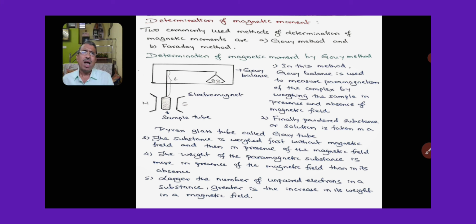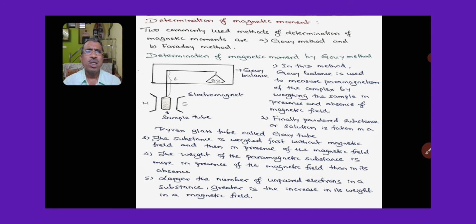Coming to the next one, how to determine the magnetic moment of the complex. Two commonly used methods of determination of magnetic moments are the Gouy method and the Faraday method. Let us restrict our study to the Gouy method of determination of magnetic moment. In this method, the Gouy balance is used to measure paramagnetization of the complex by weighing the sample in presence and absence of magnetic field.